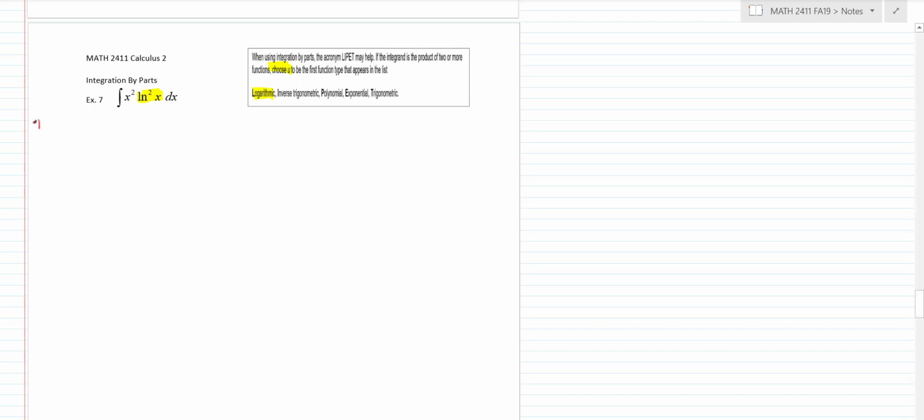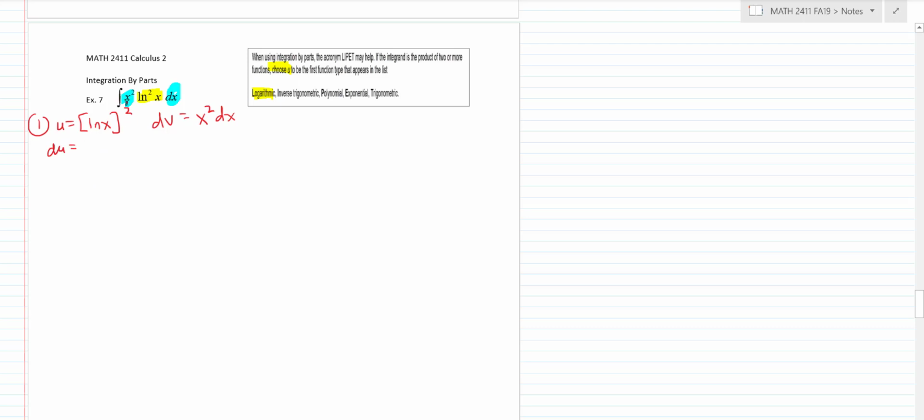So let's start by getting everything set up. So u is going to be the logarithm, and I'm going to write that as ln of x to the second power. And then you want to choose dv. dv is what's left over. And you always want to make sure that dv is something easy to integrate. So in that case, you have x to the second dx. Okay, so that's how we're going to start it.